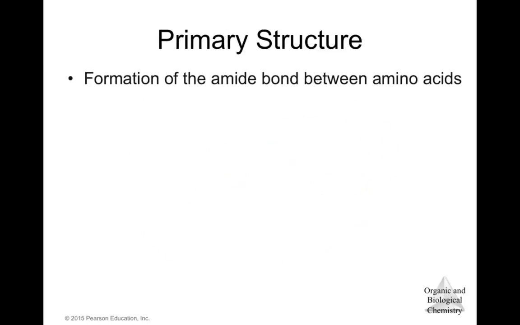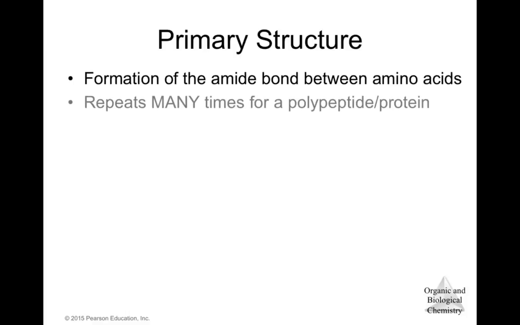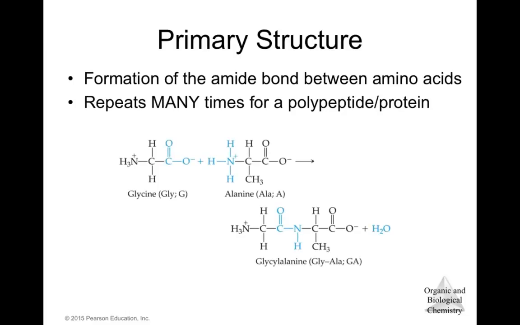The primary structure is the formation of the amide bond between amino acids, as we mentioned before, and this repeats many times for a polypeptide protein chain. So here we have, as I mentioned, the glycine. We have an amino acid here, carbon, two hydrogens, because this is the glycine. We have one hydrogen here, the amine, and also the carboxylic here. And this is the alanine. So the combination of this carboxylic with this amino acid will create the peptide bond that we can see here, okay? And the production of water, okay? This condensation produces water.